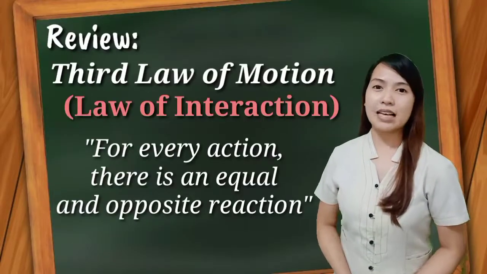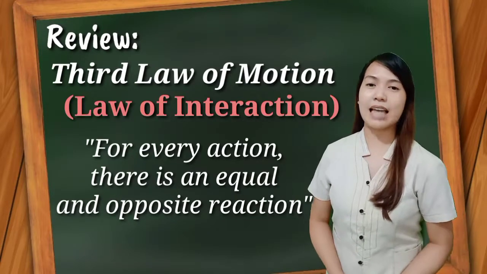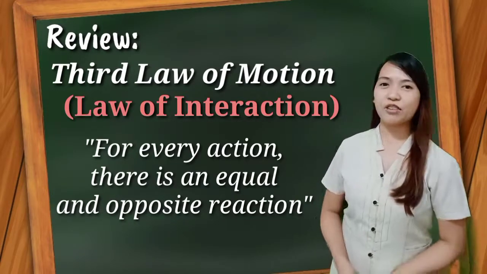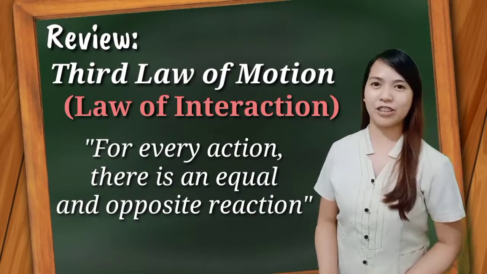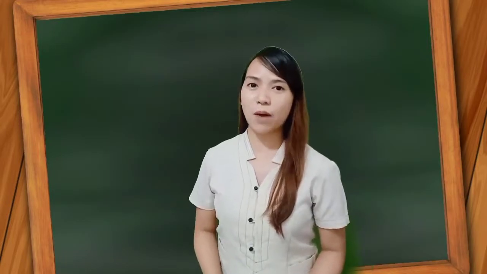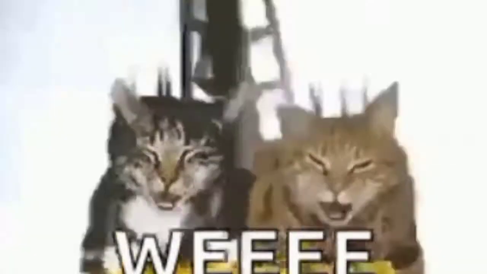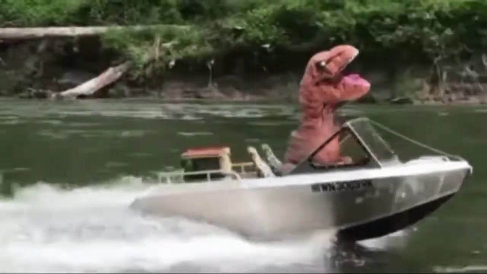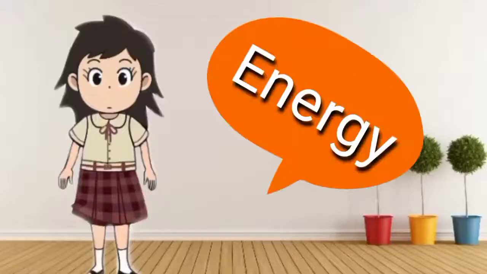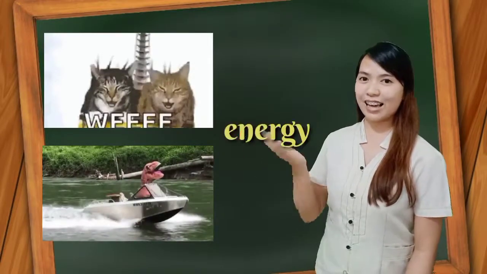Last time, we discussed the third law of motion, which is the law of interaction, also known as action and reaction. The third law of motion states that for every action, there is an equal and opposite reaction. To start with, let me ask you a question. What do these two activities have in common? They have energy, ma'am. Yes, in order for the roller coaster and the speedboat to move, they need energy.